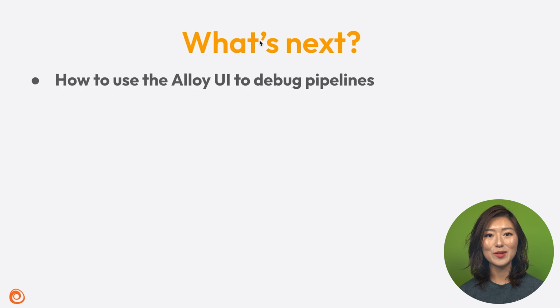In this episode, we covered how we can expose, collect, process, and export infrastructure metrics with Alloy. Next up, we'll explore how to use the Alloy UI to debug pipelines we built.